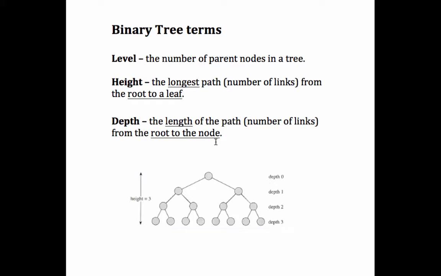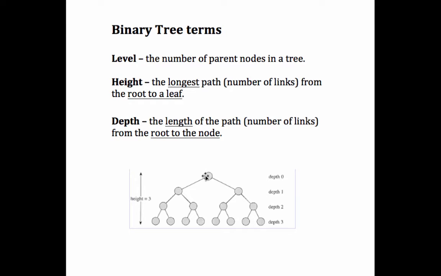So let's start with the bottom definition. What is the depth? Depth is the length of the path, okay? Number of links from the root to the node. So if I'm this node, okay, and I'm trying to establish the number of links, what is the length of the path between this node and the root node? Well, it's only one link. So I'm going to say that the depth is 1 between these two nodes.